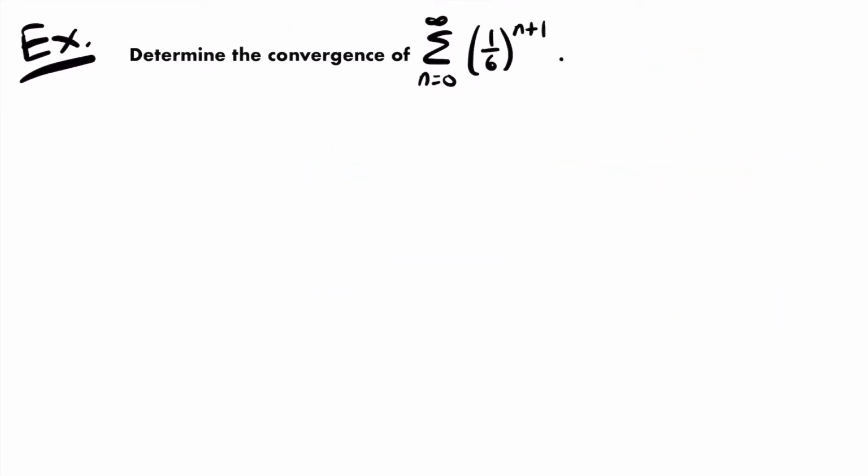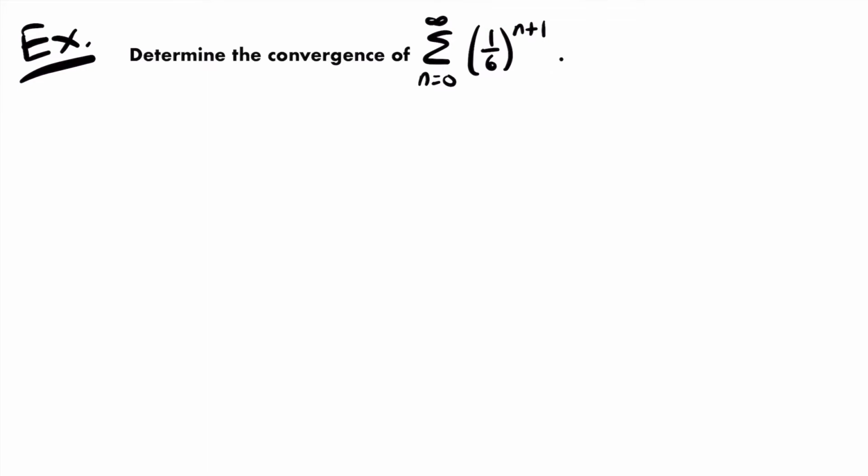So here's our next example. We want to determine the convergence of this series. We have the sum from n equals 0 to infinity of 1/6 to the power of n plus 1. All right, so now to start, it looks like we have a series that is in the form of a geometric series, although the power of 1/6 is not just n, it's n plus 1. And so that doesn't quite match the form, but we can manipulate this to be in the correct form of a geometric series. Instead of having n plus 1, we can change this to just be n.